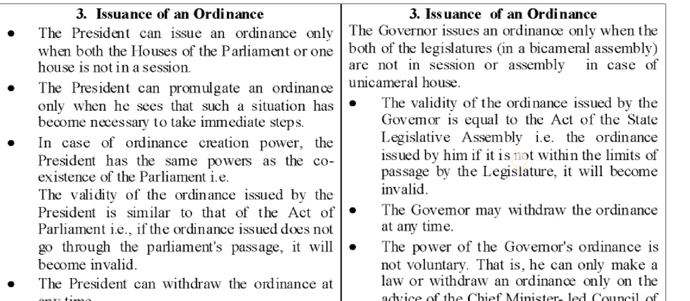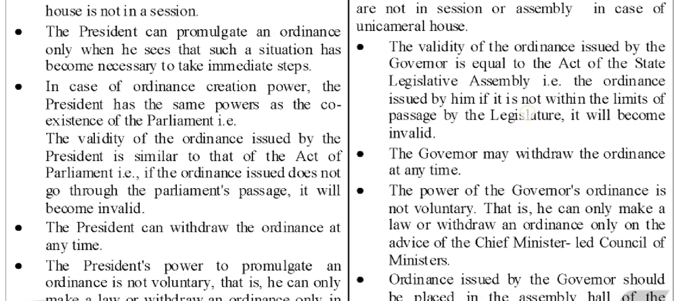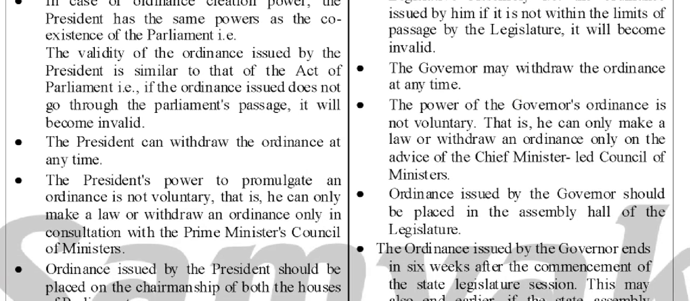Issuance of an ordinance. The President can issue an ordinance only when both houses of Parliament, or one house, are not in session. The President can promulgate an ordinance only when he sees that the situation makes it necessary to take immediate steps. In ordinance-making power, the President has powers coexistent with Parliament, i.e., the validity of the ordinance issued by the President is similar to that of an Act of Parliament. If the ordinance does not receive Parliament's approval, it will become invalid. The President can withdraw the ordinance at any time.